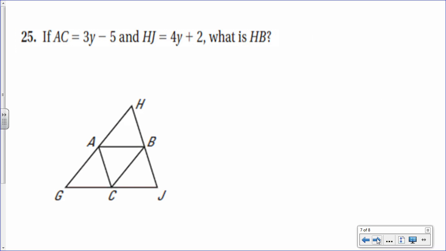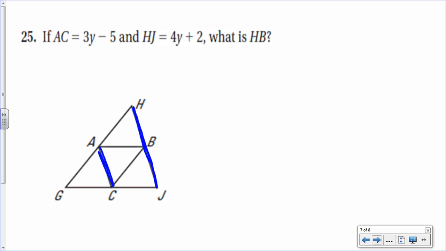And we're not doing this one. And here's the last one, guys. Now, this is directly from your homework. So if you want to write this down, you're more than welcome to. It is one of the problems you're assigned. They're telling you that AC, which is 3y minus 5, and HJ, which is 4y plus 2.